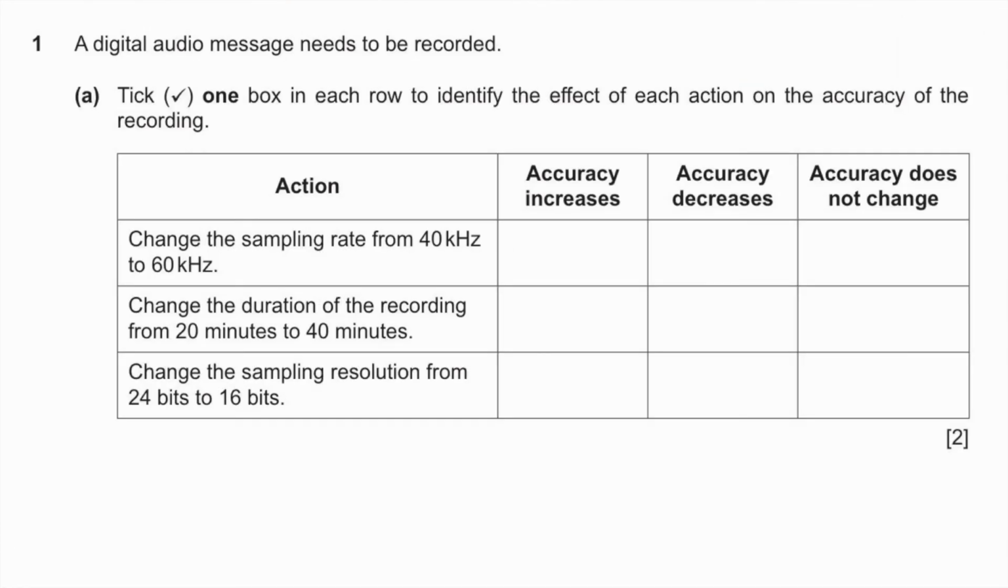Next, we saw a question like this about images. A digital audio message needs to be recorded, and we need to look at how these actions will affect the accuracy of the recorded audio. So if we change the sampling rate from 4 kilohertz to 60 kilohertz, we're taking more samples per second of the sound, so our accuracy should actually increase. If we change the duration of the recording, it's not really going to make a difference. It's just going to be a longer recording. It's not going to affect accuracy. If we change the sampling resolution from 24 bits to 16 bits, we're using fewer bits to represent each sample, which means that our audio accuracy should decrease because we're not as precisely representing the amplitude at a given sample.